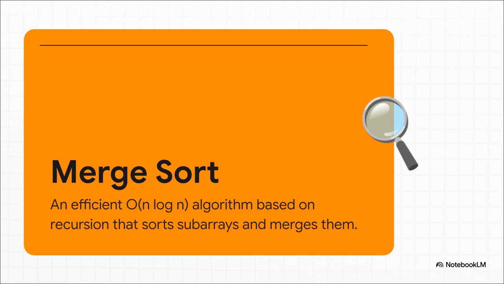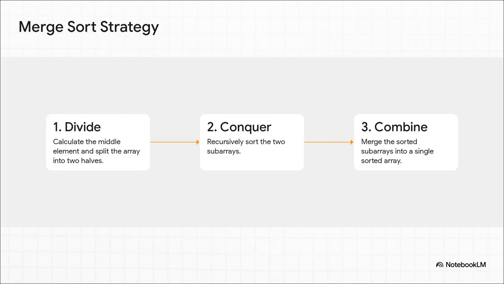Enter merge sort. This thing is an absolute powerhouse. And it's a beautiful example of a strategy you'll see everywhere in computer science. Divide and conquer. Instead of tiny little steps, it takes big, clever leaps. And the strategy is just genius in its simplicity.